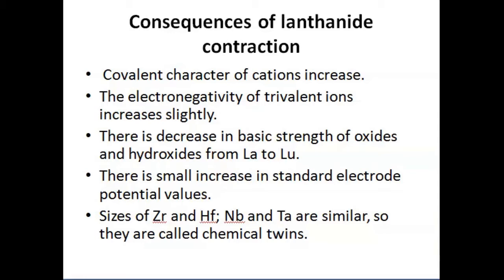Because of lanthanide contraction, covalent character of the cation will increase. The electronegativity of the trivalent ion will also increase slightly. There is decrease in basic strength of oxides and hydroxides from La to Lu. Then there will be a small increase in standard electrode potential value. Size of Zr and Hf, Nb and Ta, they are going to be similar. That is why they are called as chemical twins. So these are all the consequences of lanthanide contraction.